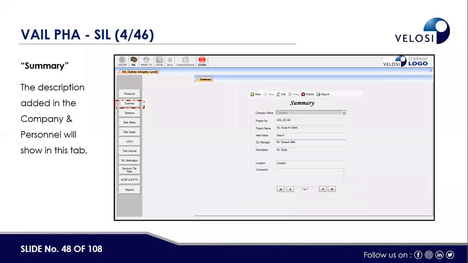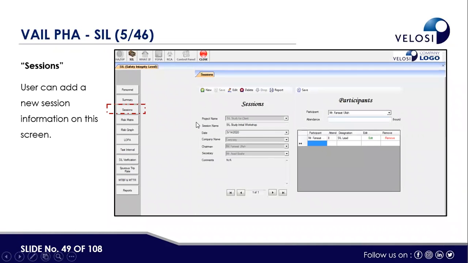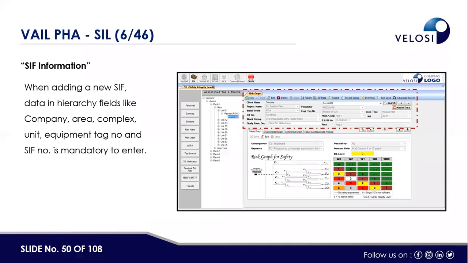We can add the description, the person who is conducting the SIL study, and all the team members as well. Then in the sessions, we can add how many people attended the session, like an attendance sheet, and we can add new sessions as well. For example, firstly it was a 3-day session, and the same team arrived for another session. We can add the session 2 details as well, and mark the attendance of the participants. Then we can add a new SIF in the software by adding the SIF details.